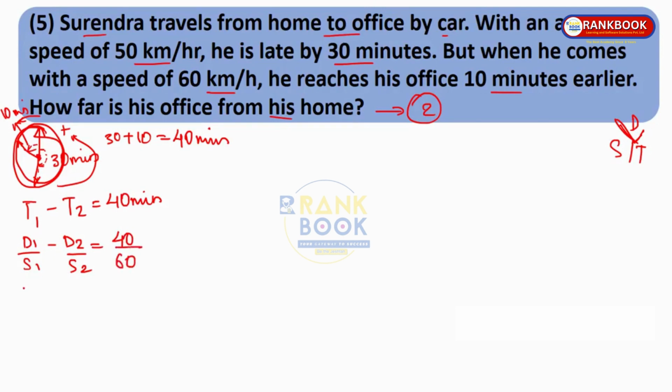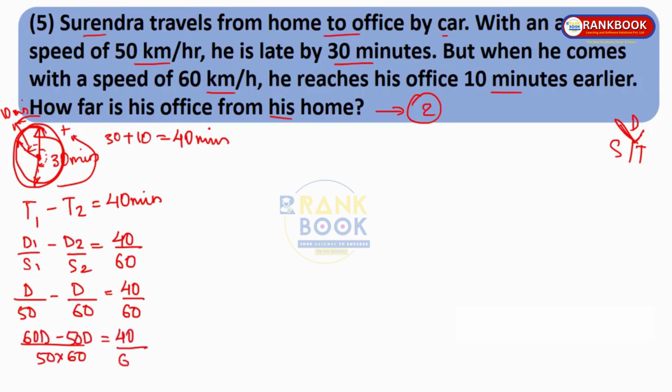So what is the distance traveled by Surendra from home to office? We do not know, that we have to find out. Let us assume that the distance between home and office is D kilometers. So D divided by speed in first case, 50, minus again in second case he travels the same distance D divided by speed in second case, 60, equals 40 upon 60. LCM is 50 into 60. We get 60D minus 50D equal to 40 upon 60.